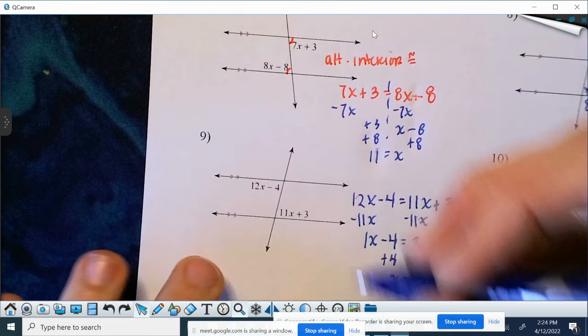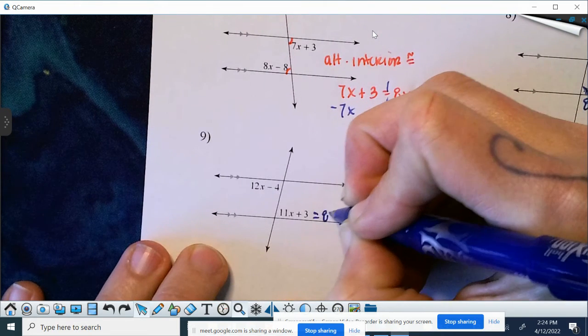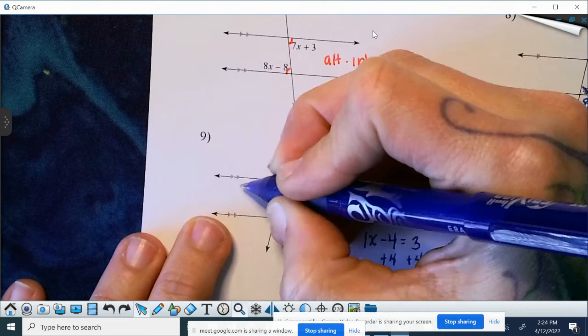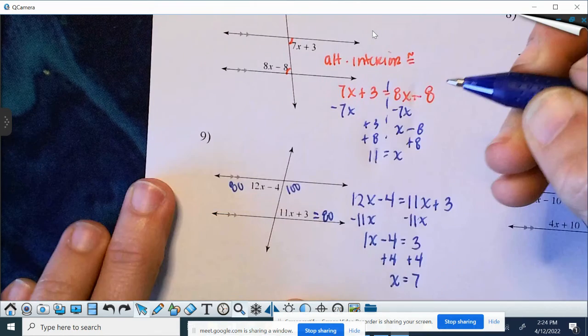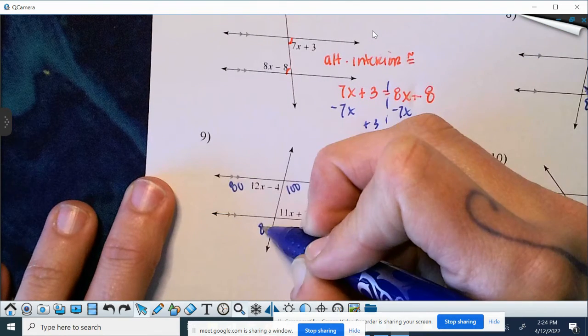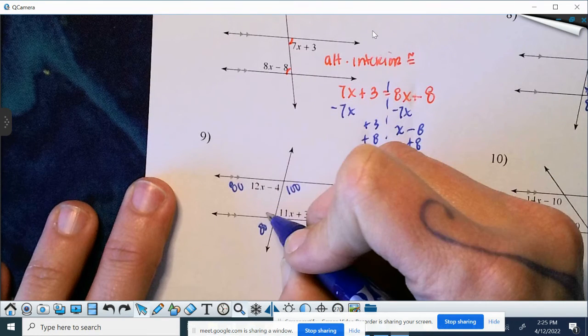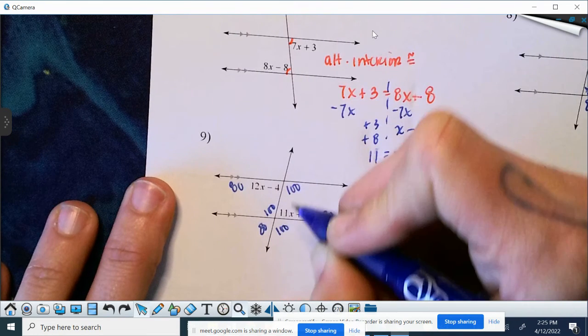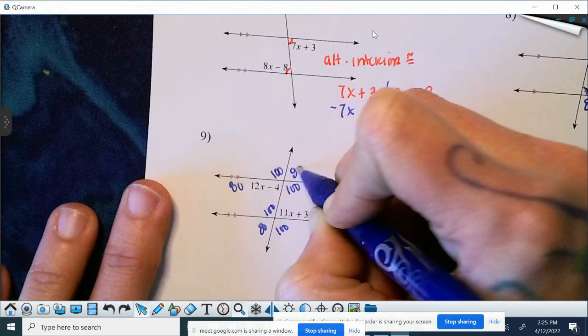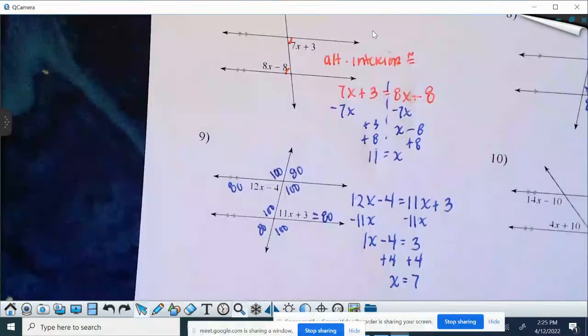And again, back to that conversation. If this is 80, we know this is 100. As long as this is 80, then you also know this is 80 because of maybe vertical or corresponding linear pair. So we can work all the way around all 8 angles as long as you have one good numeric answer for one of them.